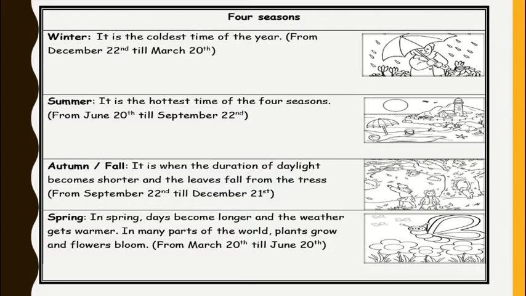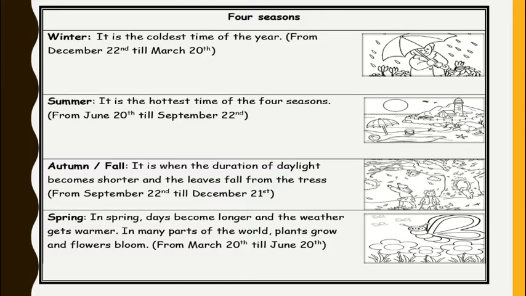fall from the trees. So, what's the meaning of the duration of the daylight becomes shorter? For example, if the sun sets at 7 p.m. normally, in autumn it sets at 5 p.m. Okay? And then the leaves start to fall from the trees. And it starts from September 22nd till December 21st.